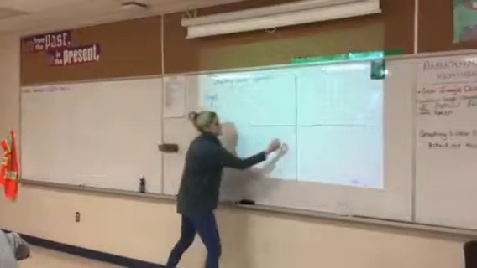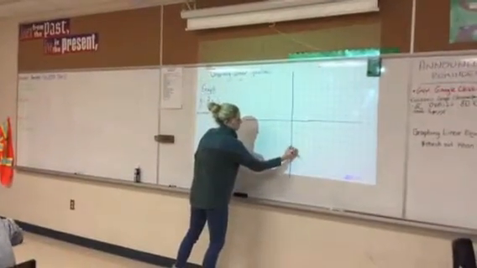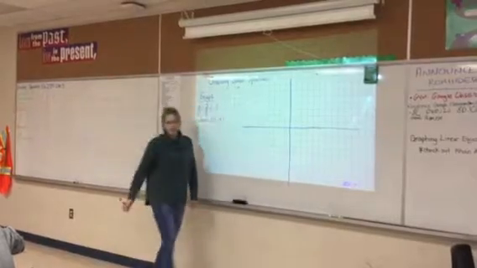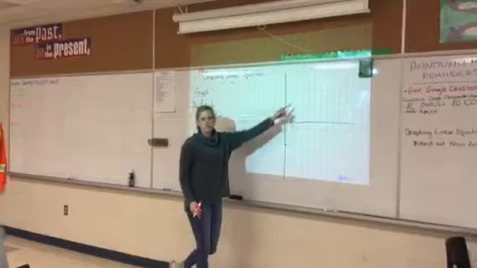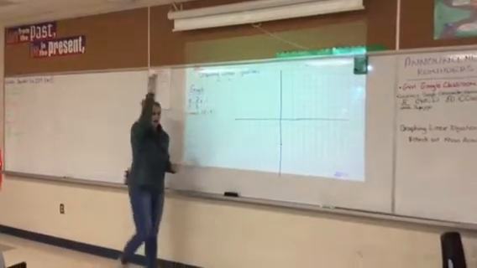Going to plot that point. 1, 2, 3, 4, okay? Next step, that's my starting point. So I know that I'm going to start here, and I'm going to add some more points to determine where my line is going to go through.